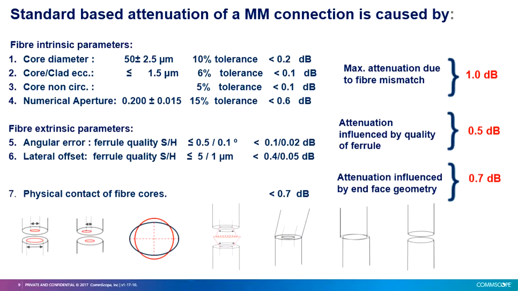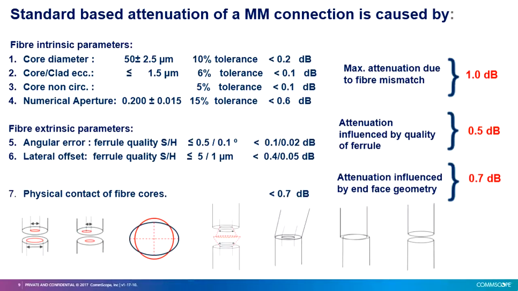Okay, here you can see all these values. There are some tolerances they are giving. For example, the core diameter in the 50 micron, which is multimode, should be less than 0.2 with 6% tolerance. When we go for the core and clad, we will get less than 0.01 dB. Comparing with this, the maximum attenuation due to the fiber mismatch allowed is 1 dB in the factory. The values you are seeing in the red color are the factory values.